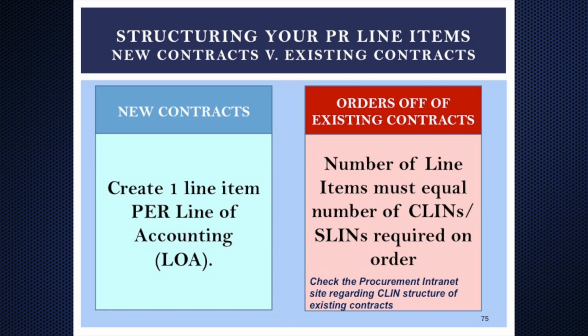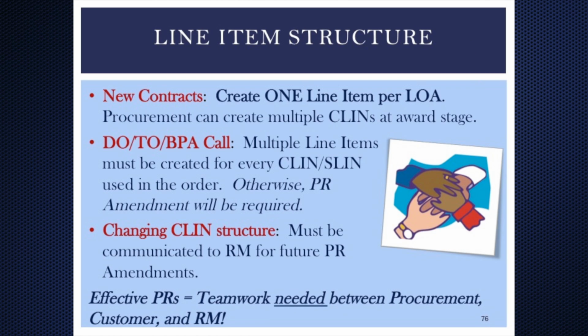However, keep in mind that for orders off of existing contracts, the CLINs that you want to order from need to mirror the contract, because you're ordering like you order from a catalog, or like we used to order from catalogs, I guess, in the past. You're ordering from a specific number, so you want to reference that number, and that's a separate item. So ordering off of existing contracts is a little different process. So keep in mind that everything requires communication and teamwork, and line item structures, no exception.